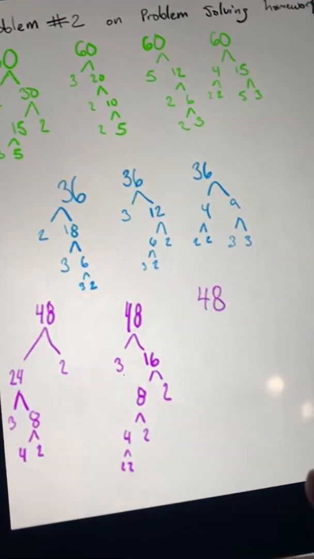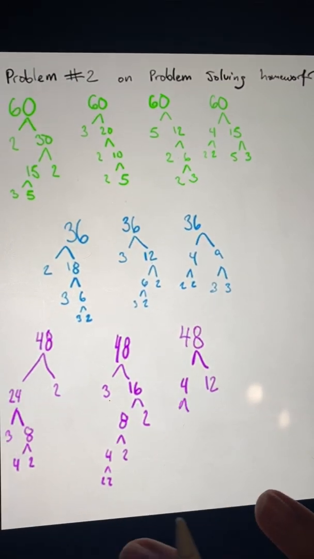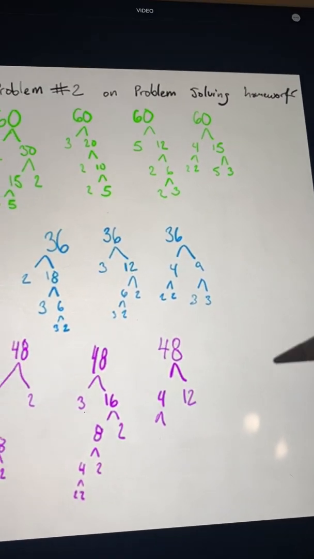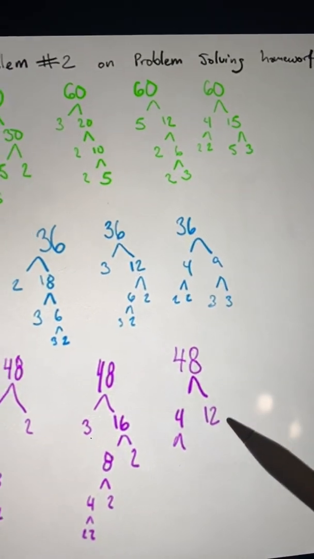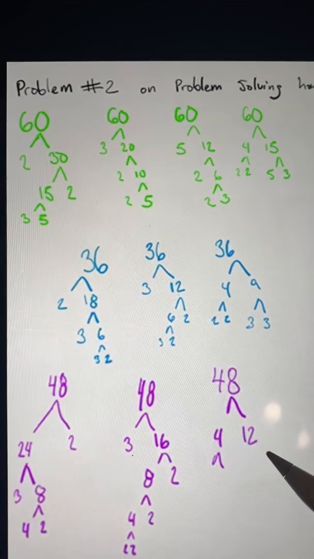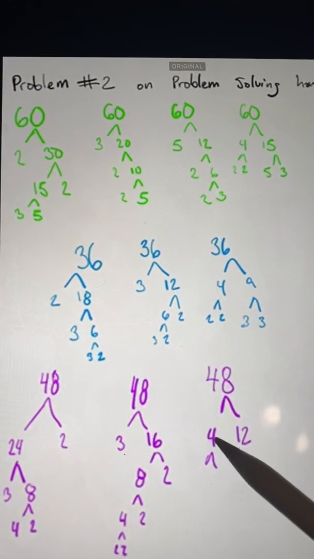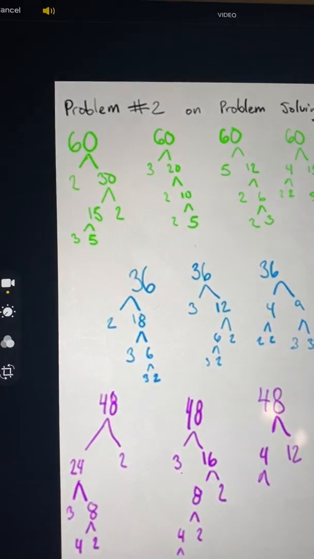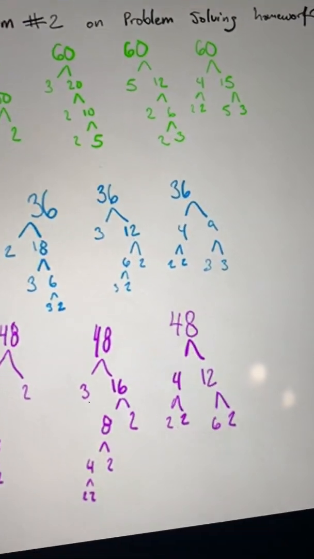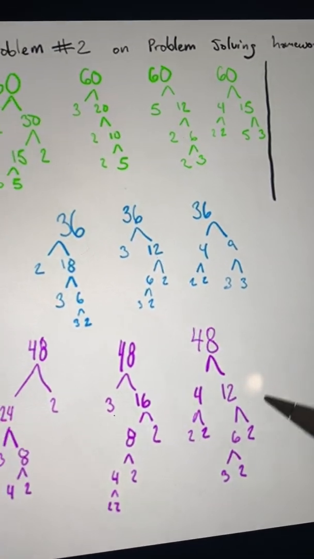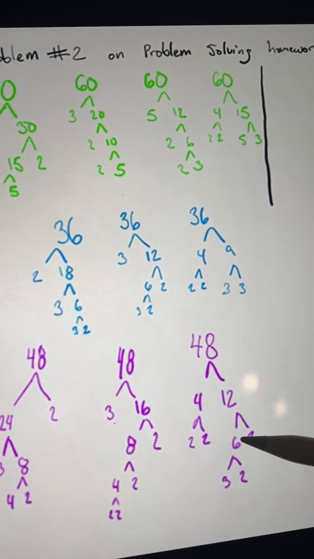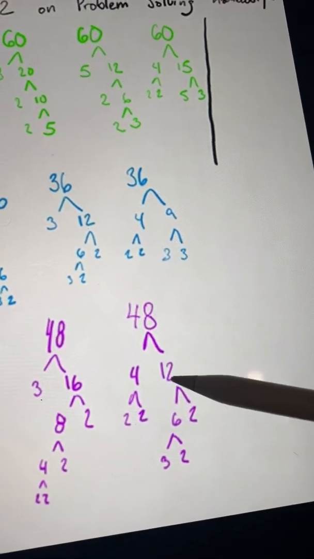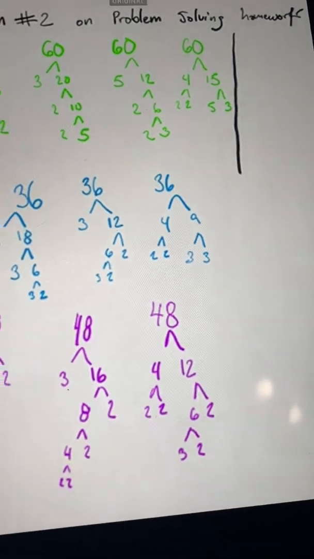And then over here, another, trying to look up as many common factors as I can. So 12 times 4 is 48. You can divide 48 by 4. You get 12. Then I divide those up as much as I can. 4 times 12 is 48. 2 times 2 is 4. 6 times 2 is 12. 3 times 2 is 6.